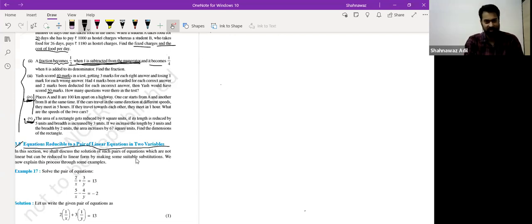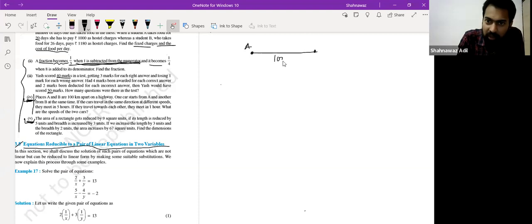complete these two, right? Okay, so in this question, places A and B are 100 kilometers apart on a highway. A and B are 100 kilometers apart, right? On a highway. And one car starts from A.